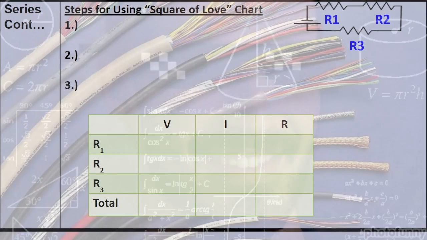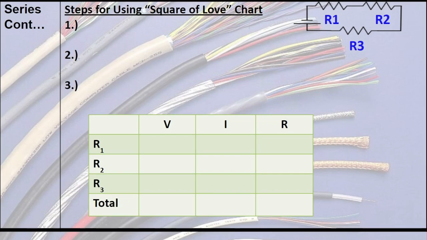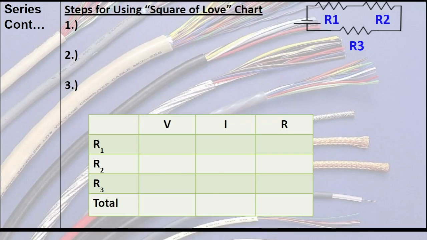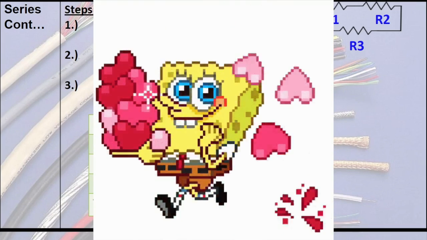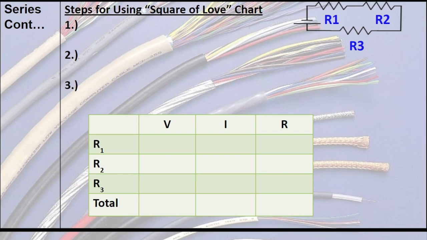Now let's get to the math. And let's talk about a few steps about using the square of love. So down below, we have the square of love. And the square of love is just really a weird way to show all of our information in a circuit. On the top, we got VIR, voltage, current, resistance. And on the left-hand side, we have our components. So all of our resistors and then the total for the circuit.